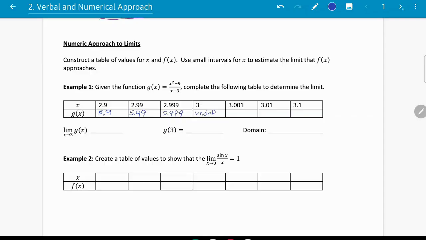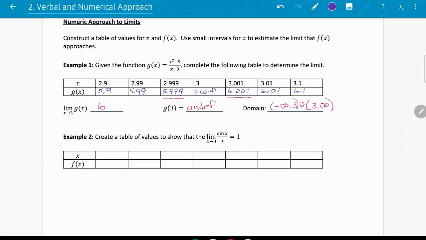If we plug in 3.001, we get a value of 6.001. If we plug in 3.01, we get 6.01. And 3.1, you get 6.1. So we can see that as we are approaching 3, well, our function value at 3 is undefined, and the domain of our function is negative infinity to 3 union 3 to infinity, we can state that the limit as x approaches 3 of g of x is equal to 6.